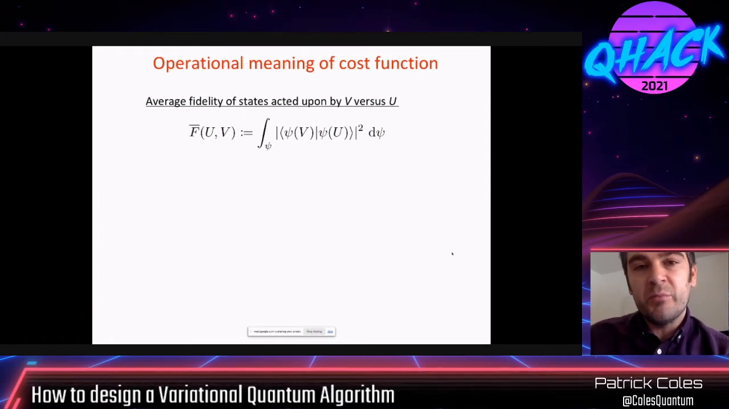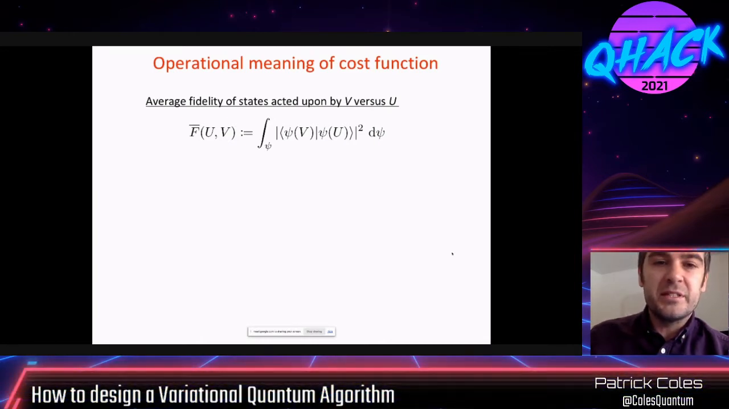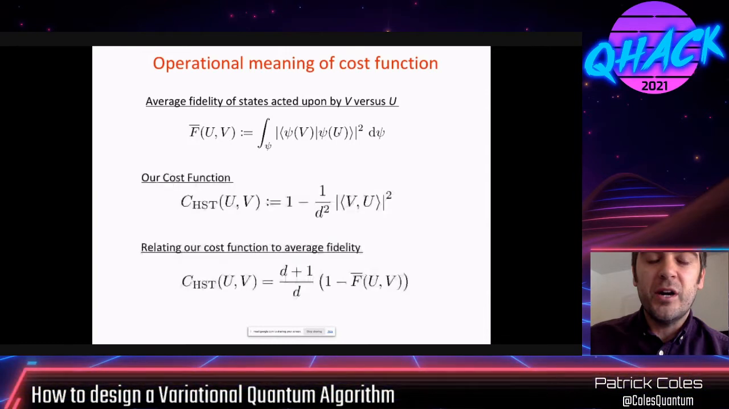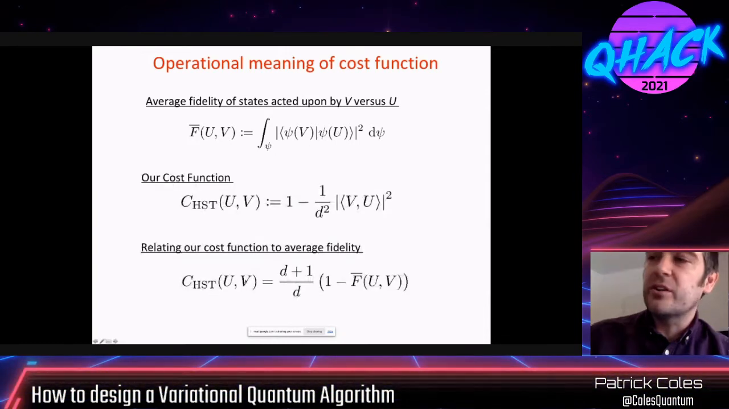So in compiling, the average fidelity is a good operational meaning here, because the fidelity quantifies the action. If you have some input state psi under the action of u, how does that compare to psi acted upon under the action of v? You can compute the fidelity and then average over all input states. So the average fidelity is a measure of how good the compilation is. And sure enough, we can relate our cost function to the average fidelity. So our cost function is directly related to this average fidelity, which gives some operational meaning to the cost function.